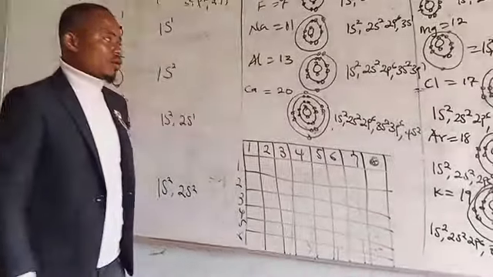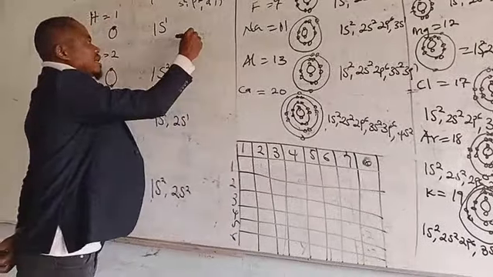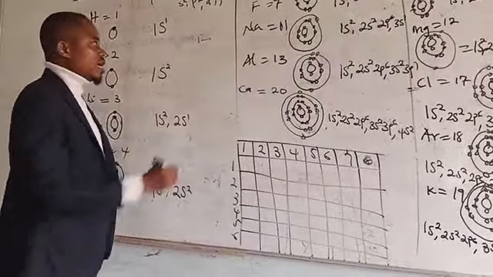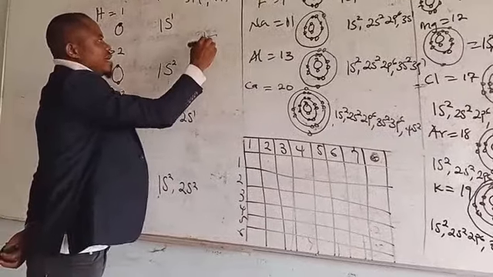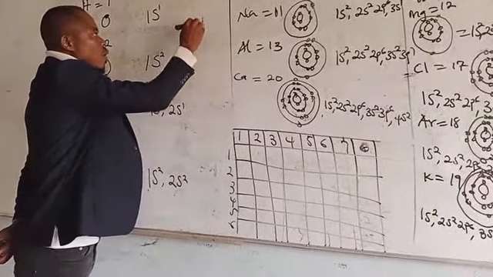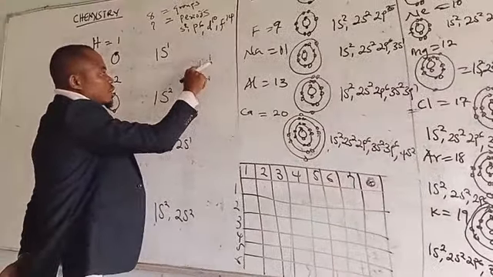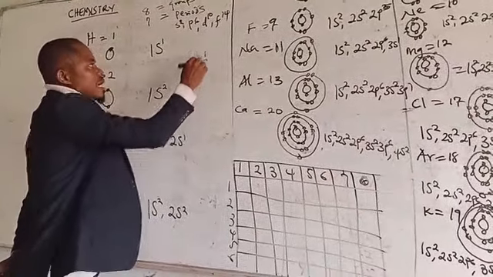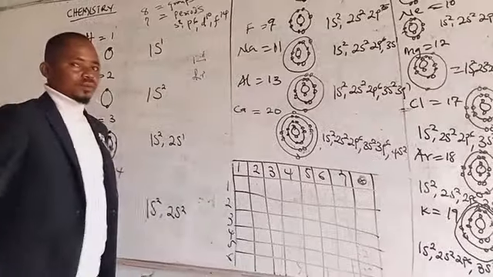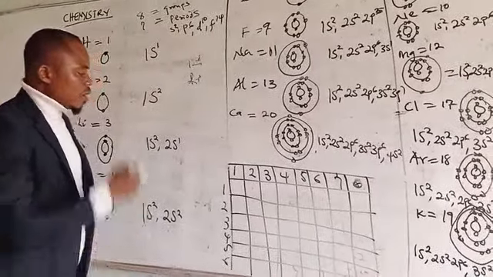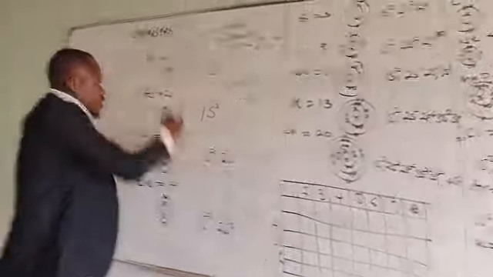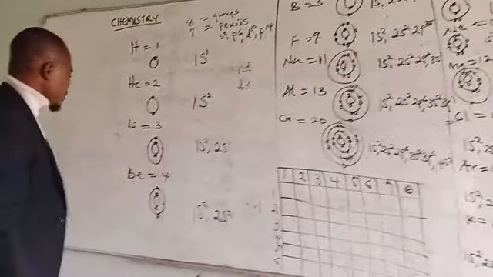The number of shells, or the number of energy levels in the configuration of the element, determines the period. So if I have 1 electron in my outermost shell, and I have 1 shell, it means I'm in group 1, period 1. But if I have 1 electron in the outermost shell, and I have 2 shells, I'm in group 1, period 2. You understand? Now let's use this electronic configuration to arrange these elements.